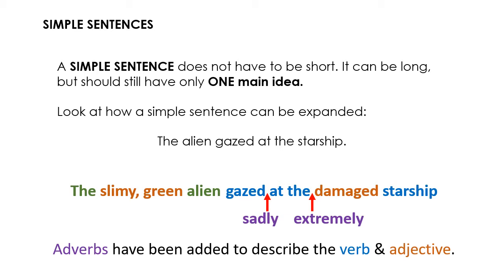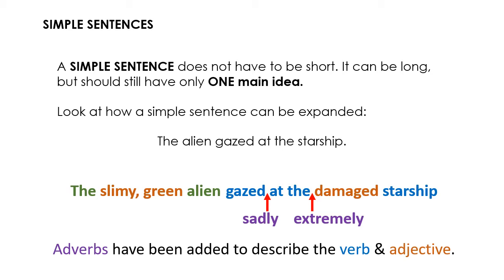So when we read the whole sentence, the slimy green alien gazed sadly at the extremely damaged starship, we say, oh, it's a long sentence. And usually we think, it's not a simple sentence because it's very long. This is not true. A simple sentence can be long.